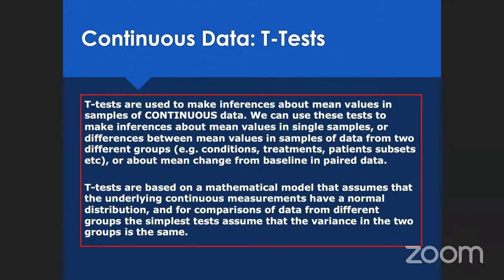So these t-tests are based on mathematical models that assume the underlying continuous measurement has a normal distribution. And also, for comparison of the data from different groups, the simplest test assumes that the variance in the two groups is the same.